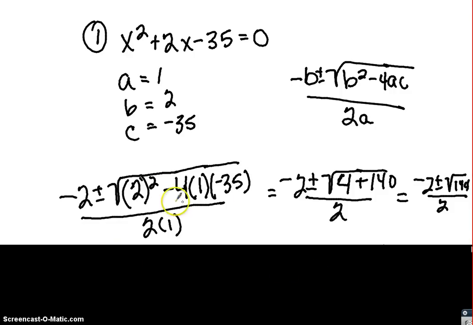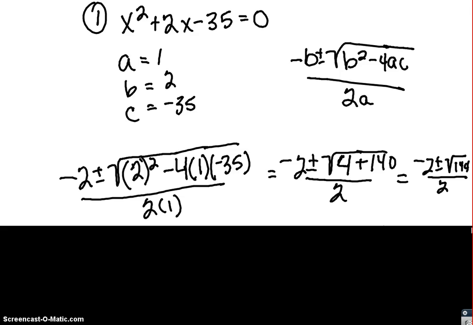Okay, so when I multiply that out, I have a negative 2 plus or minus the square root. Well, 2 squared is 4. And if I do a negative 4 times 1 times negative 35, I get 140. And it's all divided by 2 times 1, which is just 2. I'm going to simplify it even further. So I have negative 2 plus or minus the square root of 4 plus 140, which is 144, all divided by 2.